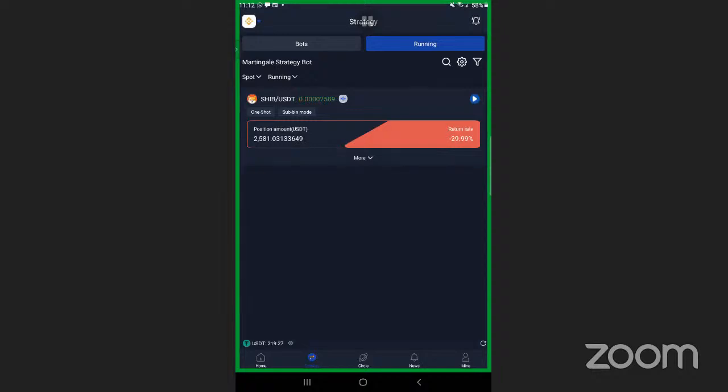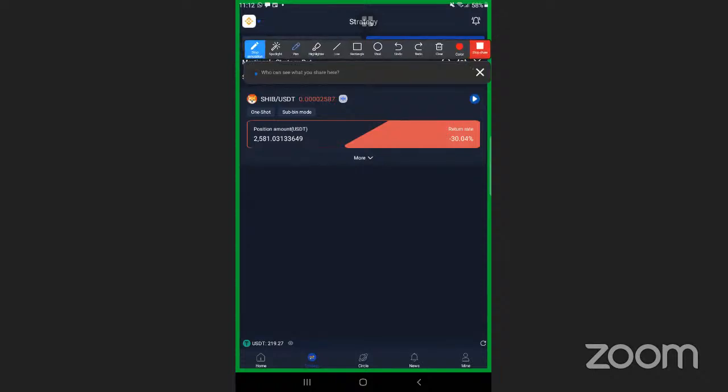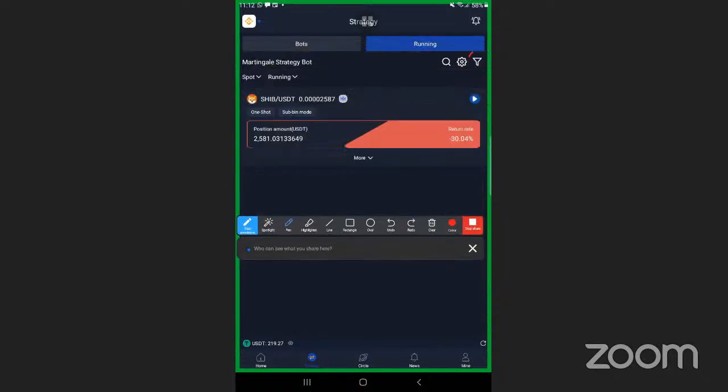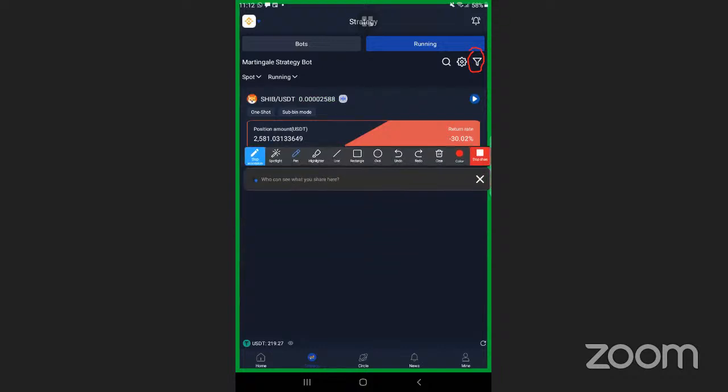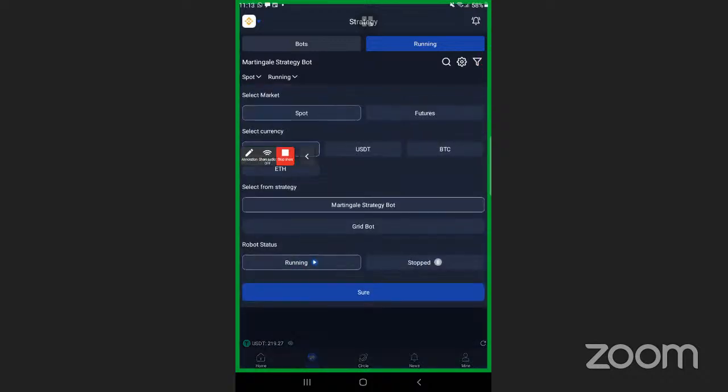So the moment you pause a coin, it disappears from here. So for you to find it back, you need to tap here. You need to tap on this icon. Okay? You need to tap on this icon here. When you tap on this icon, it is going to give you this. Okay? It is going to give you that.